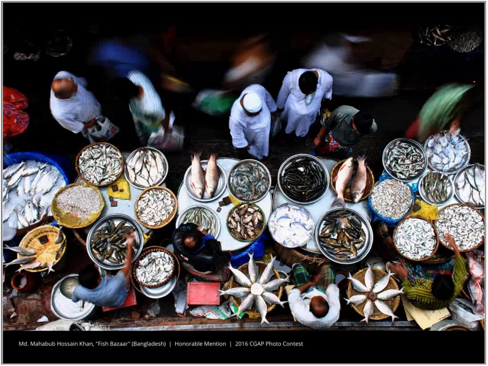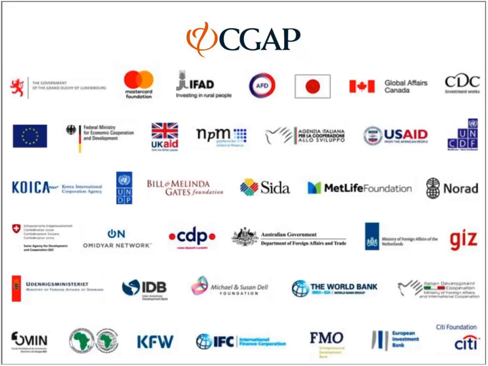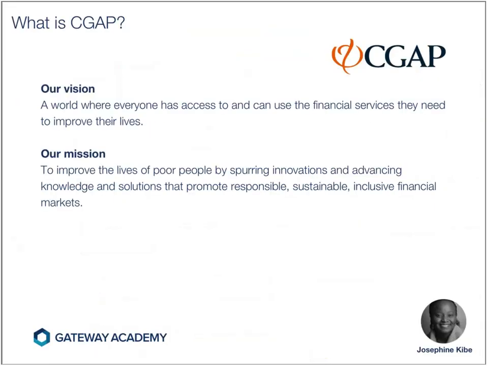I can see from the poll results that most of us know what CGAP is, but for the benefit of those who don't know, I'll provide a few details of what we do at CGAP. CGAP is a partnership of 34 international development organizations, and we are housed at the World Bank. Our vision at CGAP is to provide a world where everyone has access to and can use financial services to better their lives. Therefore, our mission is to improve the lives of the poor by encouraging innovations that advance knowledge, are responsible, and provide sustainable, inclusive financial markets.